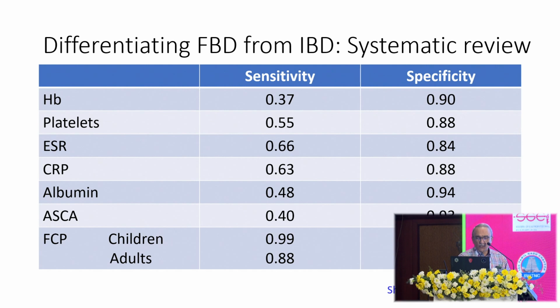ASCA, although it's reasonably specific, in our setting I don't think this has been looked at in India, because we know that a lot of inflammatory diseases in India, including tuberculosis, can have a positive ASCA. Calprotectin in children in particular is very sensitive, and in adults also it is reasonably sensitive.